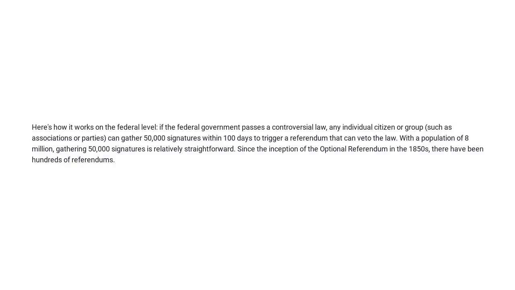How the people's veto power optional referendum works in Switzerland on a federal level. Here's how it works on the federal level. If the federal government passes a controversial law, any individual citizen or groups, such as associations or parties, can gather 5,000 signatures within 100 days to trigger a referendum that can veto the law. With a population of 8 million, gathering 5,000 signatures is relatively straightforward. Since the inception of the optional referendum in the 1850s, there have been hundreds of referendums.